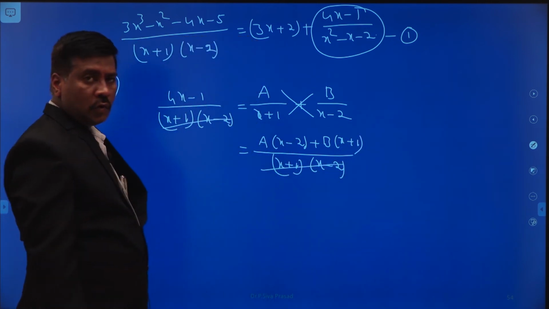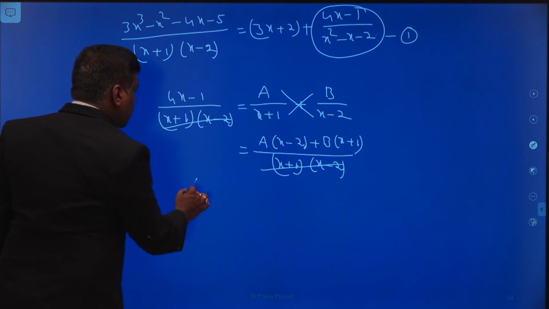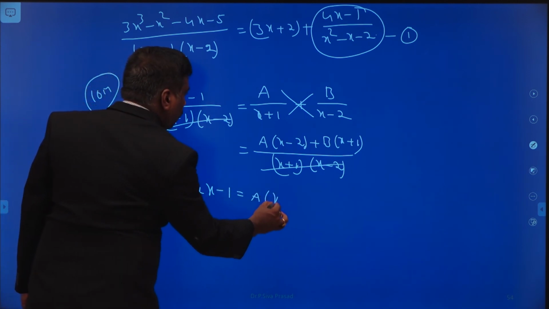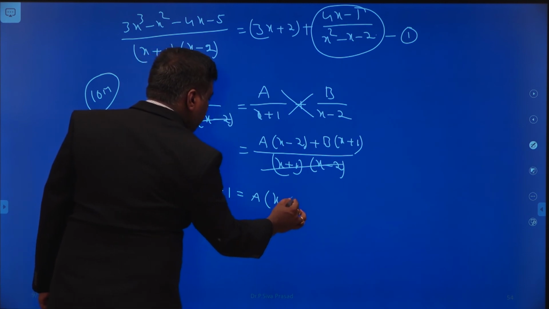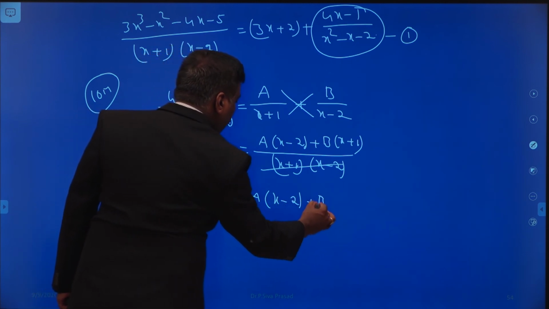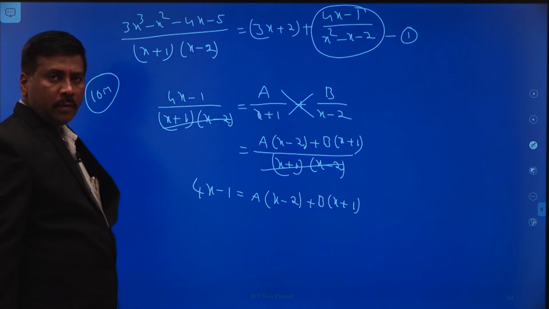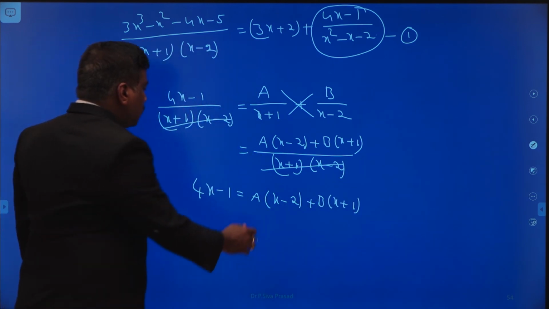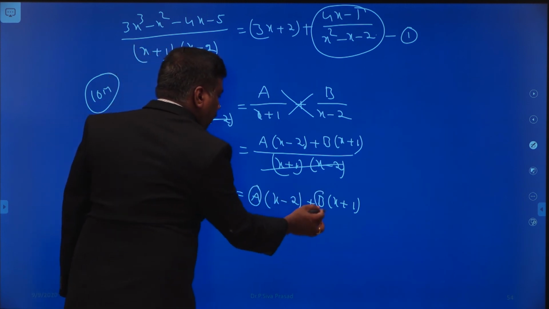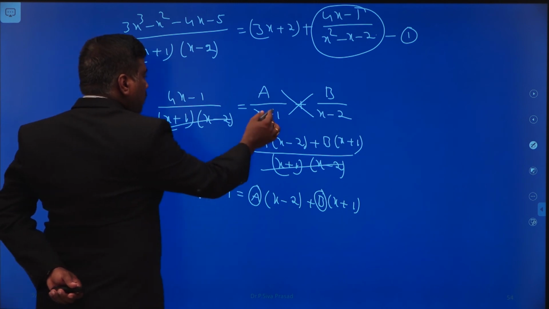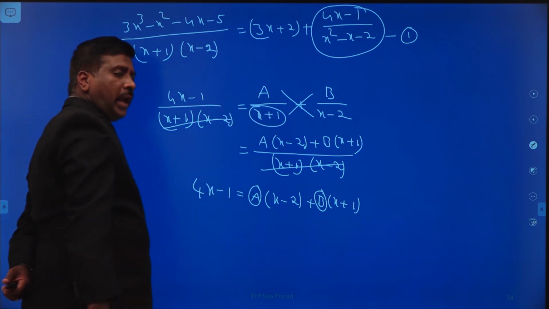Simply cancel these two terms. Then we get 4x minus 1 is equal to a into x minus 2 plus b into x plus 1. Now our intention is to find the values of these constants a and b. What value do we have to substitute to get the value of a?